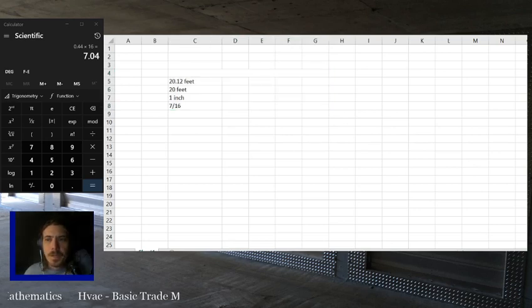So that is pretty much all I want to cover on this one. If you have any questions, let me know. I will make up a short quiz assignment for you to apply this information, and we'll talk about it. But that is some basic trade math to get you started, and some of the practical applications of it.